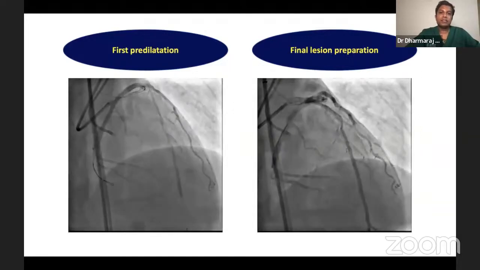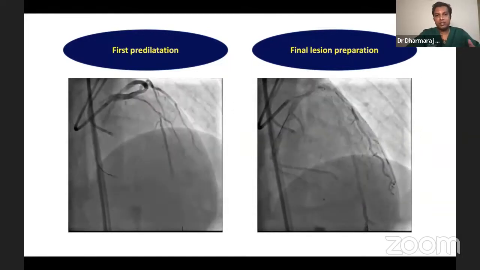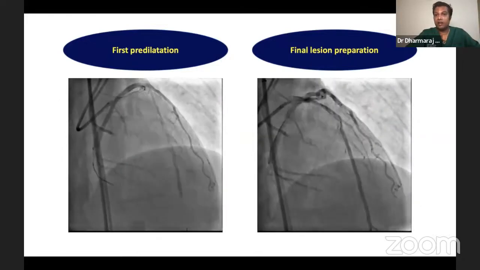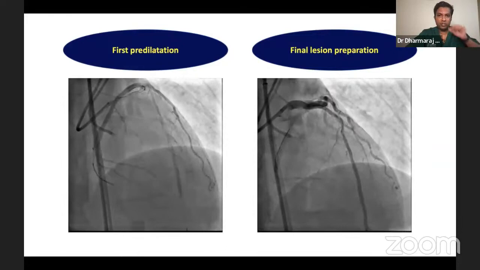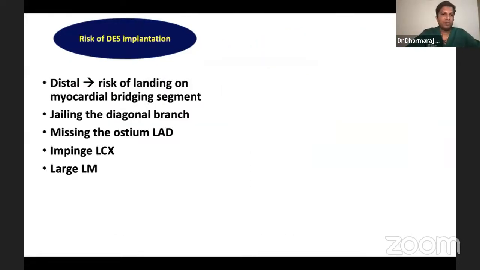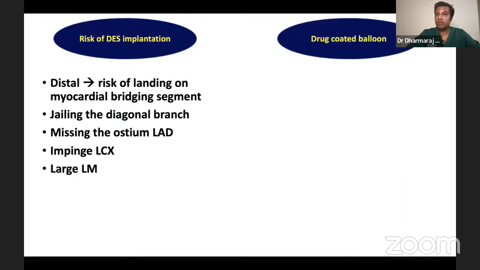Then you look at the size of the stent you're going to put in. Look at the lesion size, look at the vessel size during the first predilatation, and look at the vessel size after we've done a final predilatation. The vessel is so much bigger now. So the question is, with all these disadvantages of putting in a stent, where you risk landing in the myocardial bridging segment, jailing the diagonal branch, missing the ostium altogether, impinging the circumflex, and landing in a large left main causing malapposition, another option available would actually be to put a drug-coated balloon in this area.